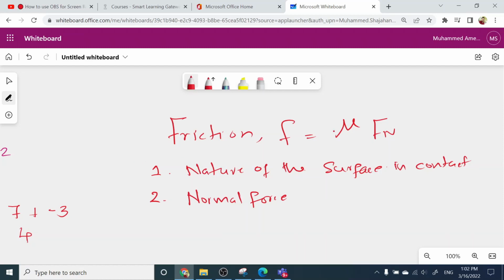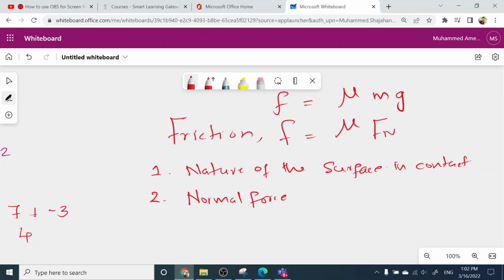And we know that this normal force, the same equation we can write, means on a horizontal surface, normal force is always mg, right? So we can write frictional force that is equal to coefficient of friction multiplied by normal force, that is normal force is equal to mg, mass multiplied value of g. G is a constant, its value is 9.8. So from this equation you can see that frictional force depends on two factors. One is nature of the surface in contact and the second is the normal force. And the normal force depends on the mass.